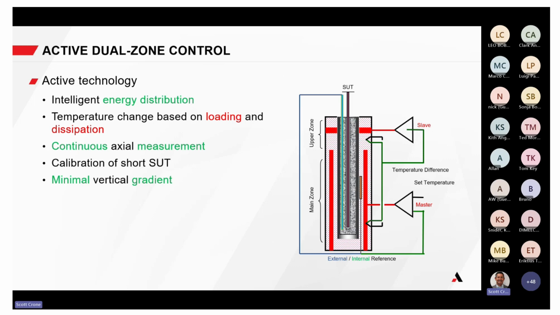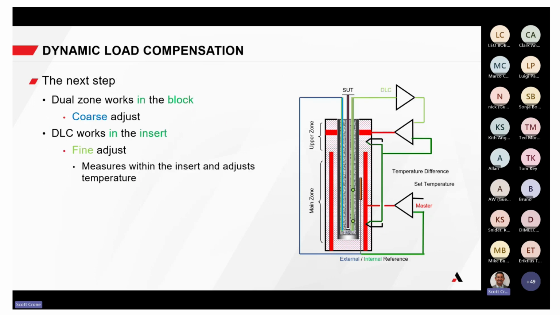It allows for not just the multiple probes, but it allows us to consider calibrating short sensors under test because we do have that control up there. And it minimizes the vertical gradient. And this is a great technology. But we moved on from there and added one more element in our reference level calibrators, and it's dynamic load compensation. Now, the way I like to think of this is dual zone or even triple zone, because we've added triple zone to the heating dry blocks. So because they're a deeper well, we actually have 3 zones in those.